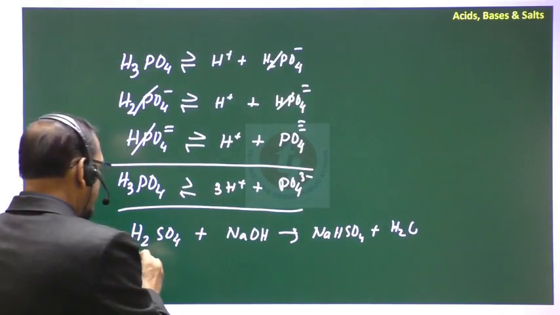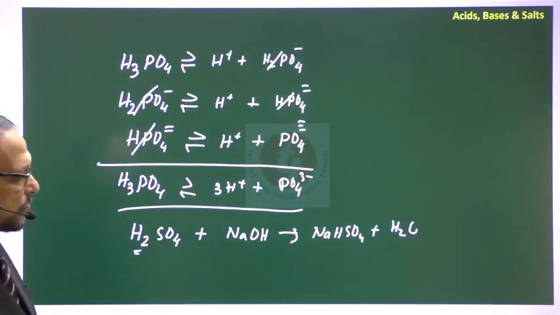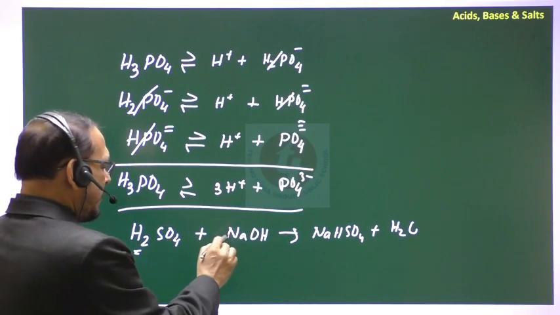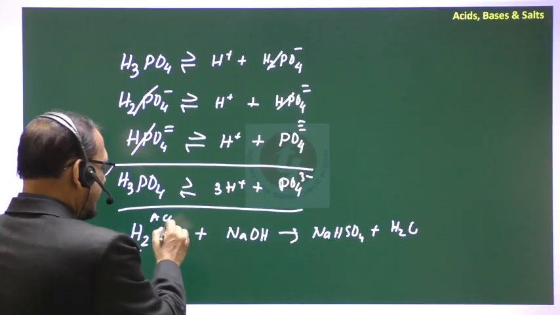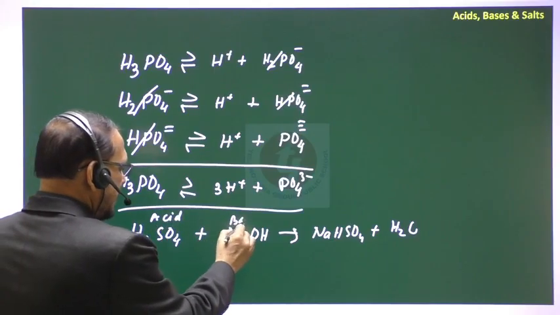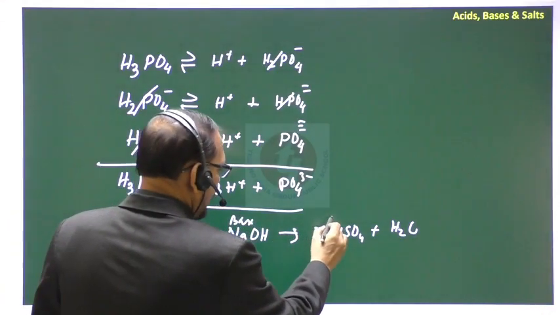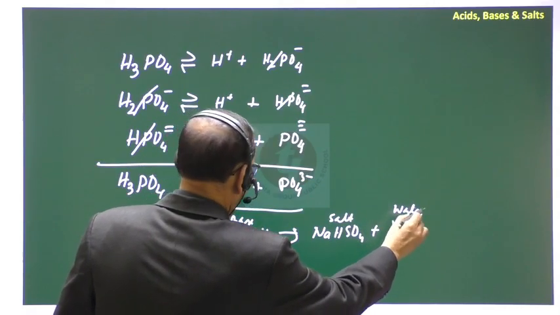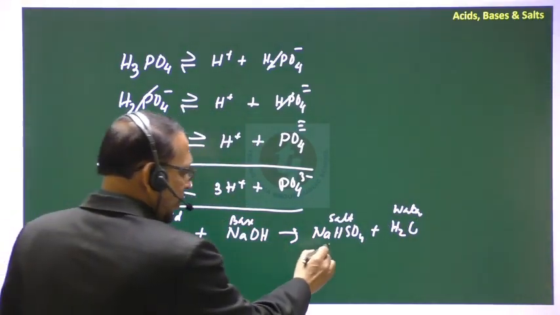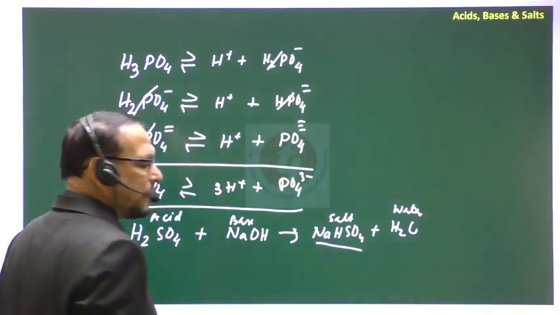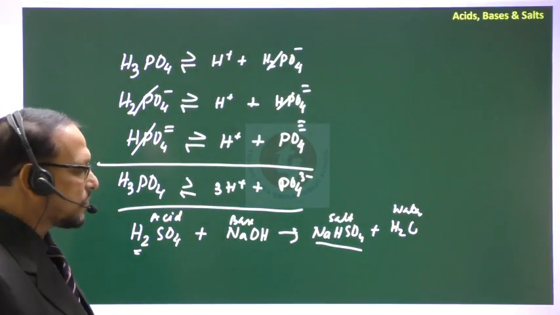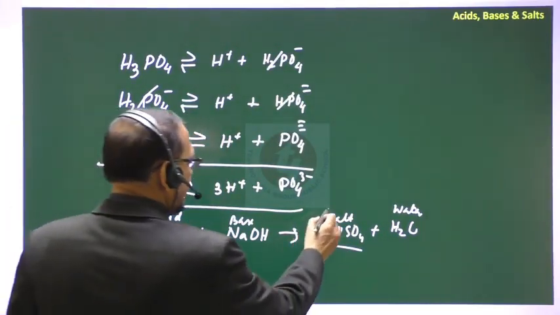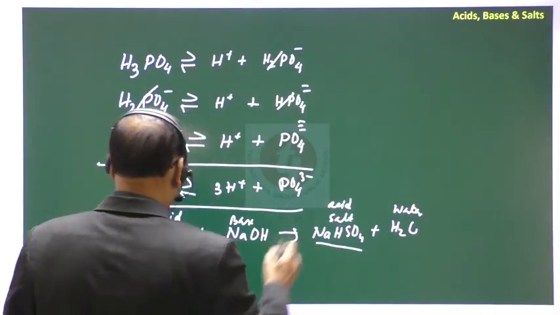When it replaces only one hydrogen, the sodium bisulfite, acid and base react to produce salt and water. This is the salt and water. But this salt contains hydrogen. We will learn later on that this is called an acid salt. Better to say this is the acid salt.